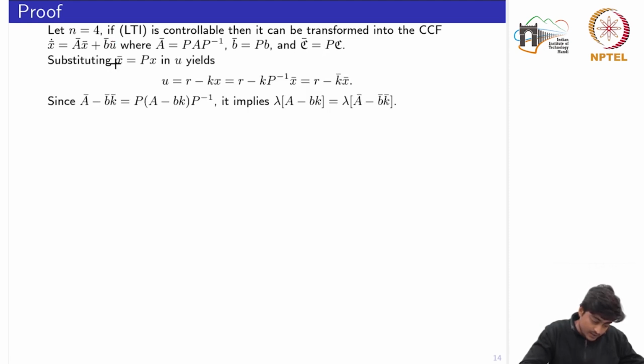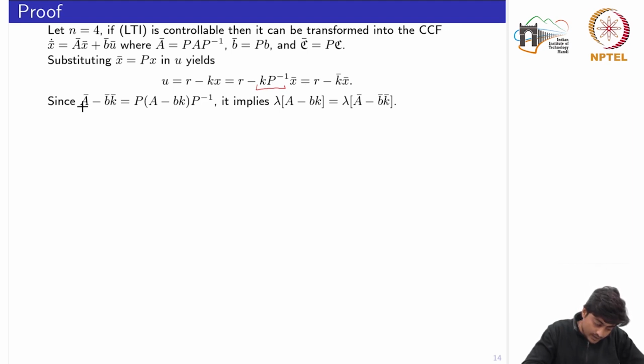So first of all, we substitute x bar is equal to Px in u. This was the original control law, u is equal to r minus kx, and from here we could write x as P inverse x bar. So we substitute here P inverse x bar, and we assign kP inverse as k bar. So the control signal becomes u is equal to r minus k bar x bar, where x bar is the state of the transformed system, and we have defined k bar as kP inverse, where P is also known to us.